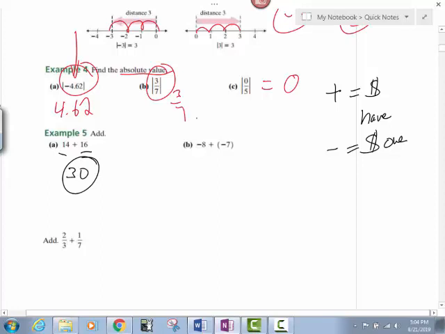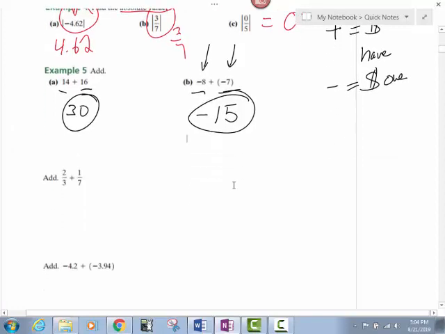Okay. Now these are both negative. If I owe you $8 and you lend me 7 more, well, now I owe you a grand total of 15. Okay.